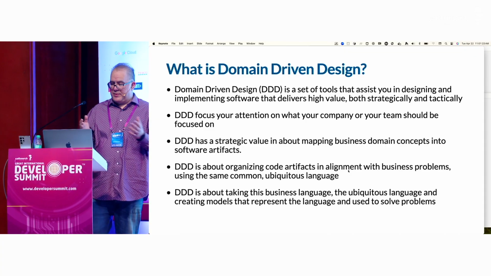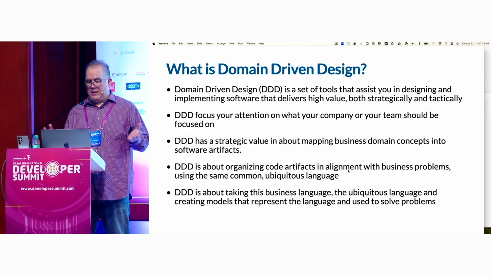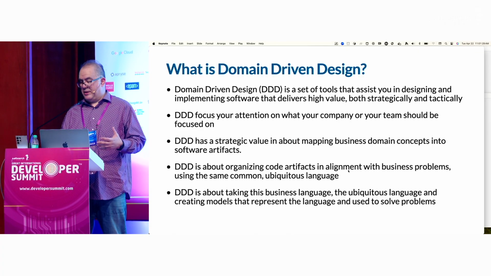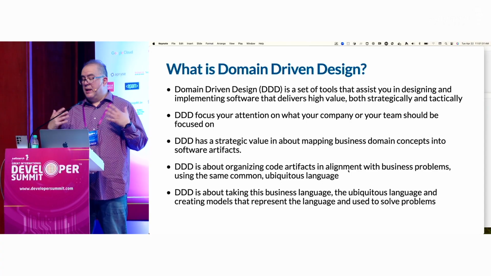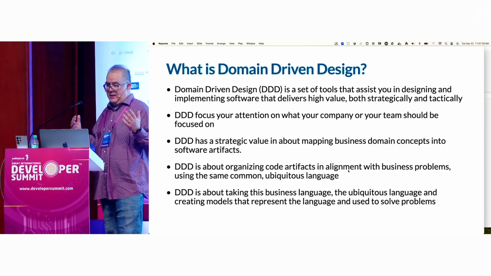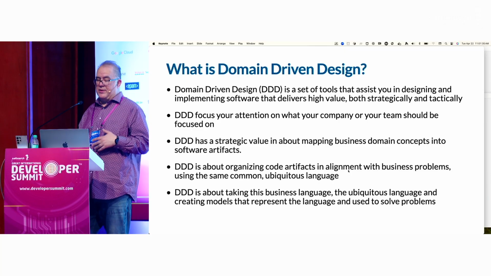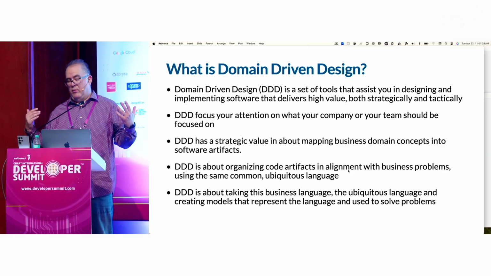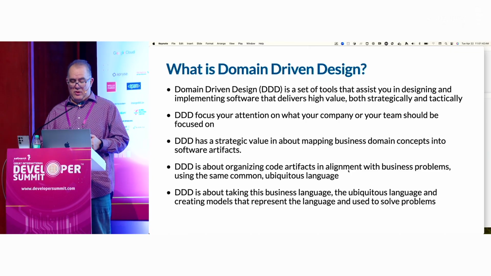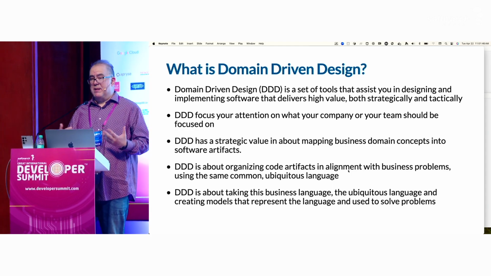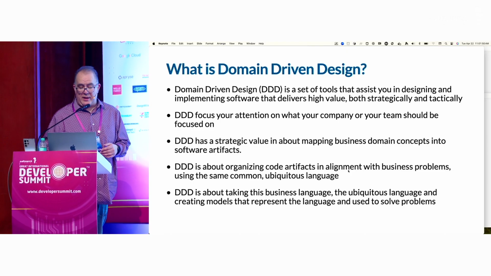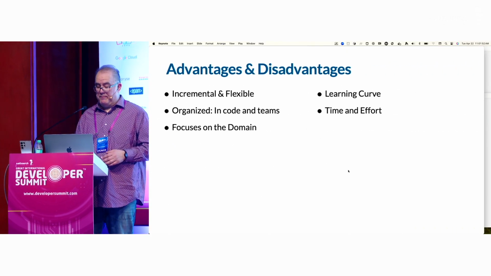It's a set of tools that assist you in designing and implementing software that delivers high value, both strategically, which we'll be talking about, and tactically. And the idea for this is, what is it that we're going to be focused on? What is it that we're designing for? How do we map this with a business domain? It's about organizing code artifacts, and it's about taking a business language, which we're going to be calling the ubiquitous language, and creating models from them.